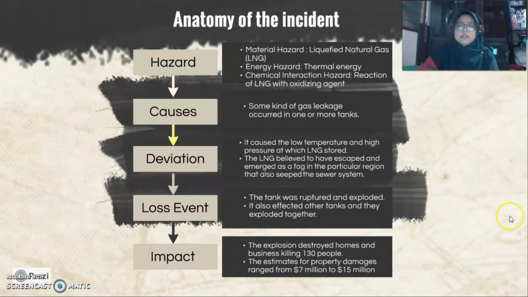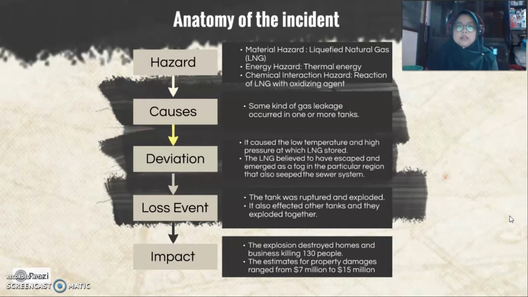First is hazard. Hazard has three types: material hazard, energy hazard, and chemical interaction hazard. The material hazard is liquefied natural gas (LNG), the energy hazard is thermal energy, and the chemical interaction hazard is the reaction of LNG with an oxidizing agent. This part will be explained further by Subashini.